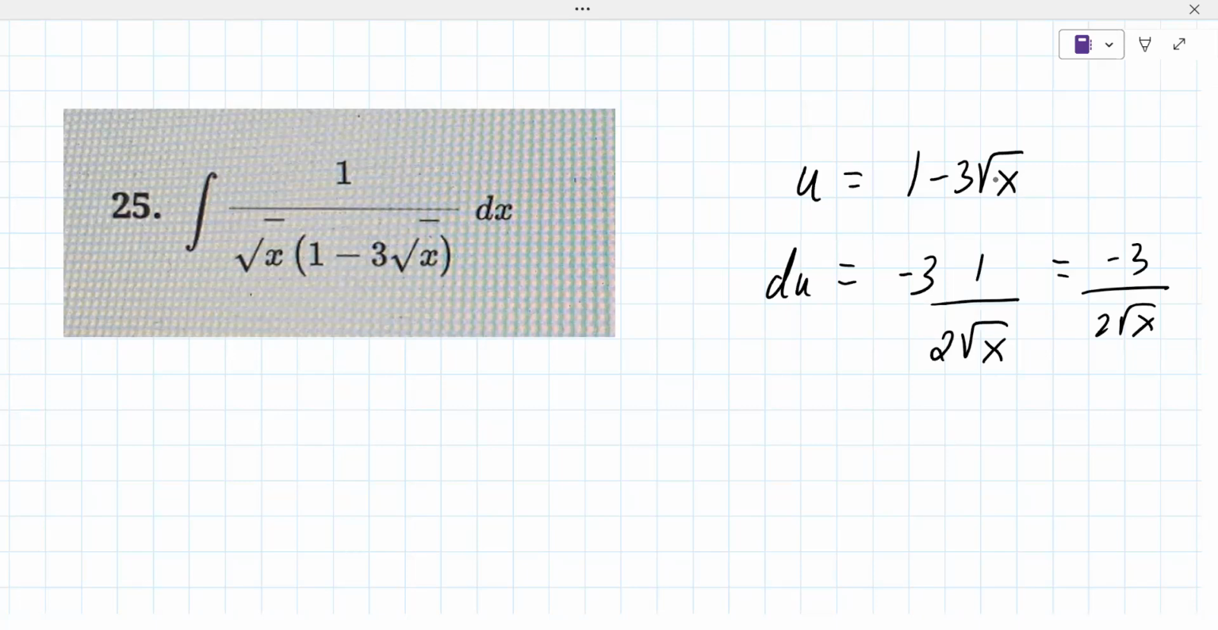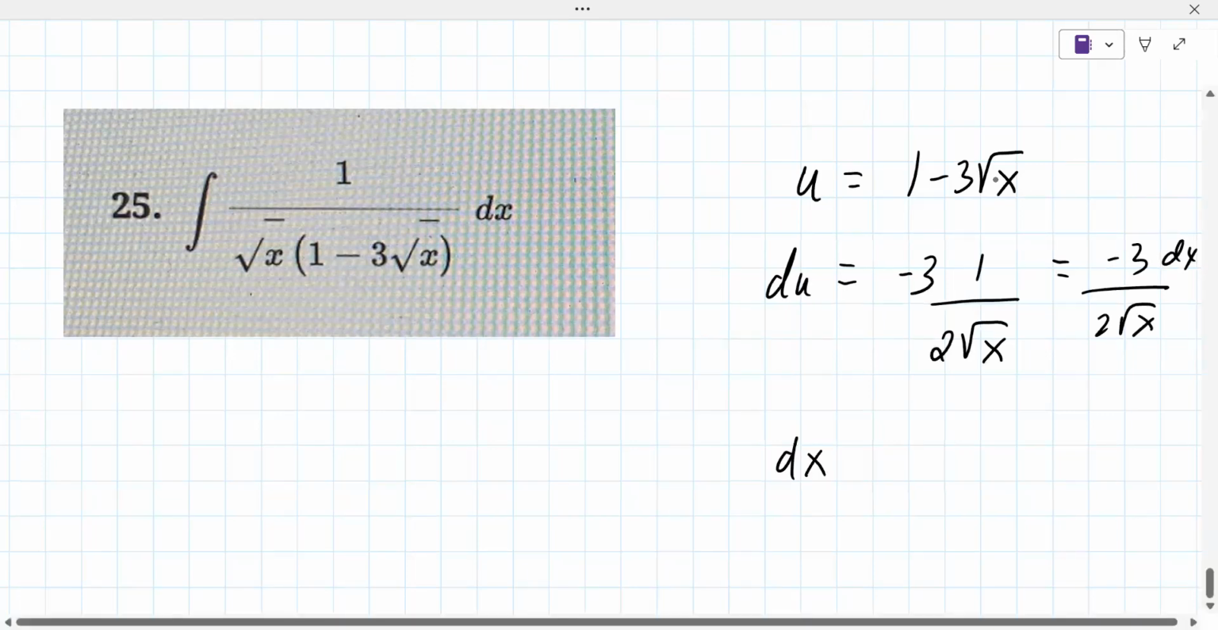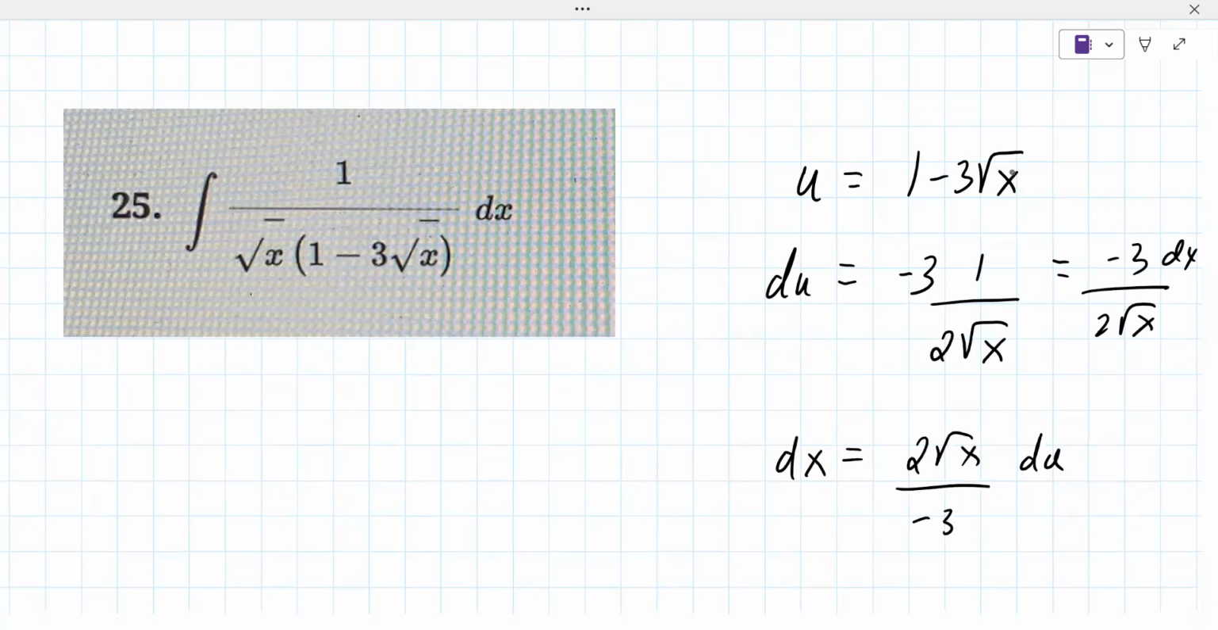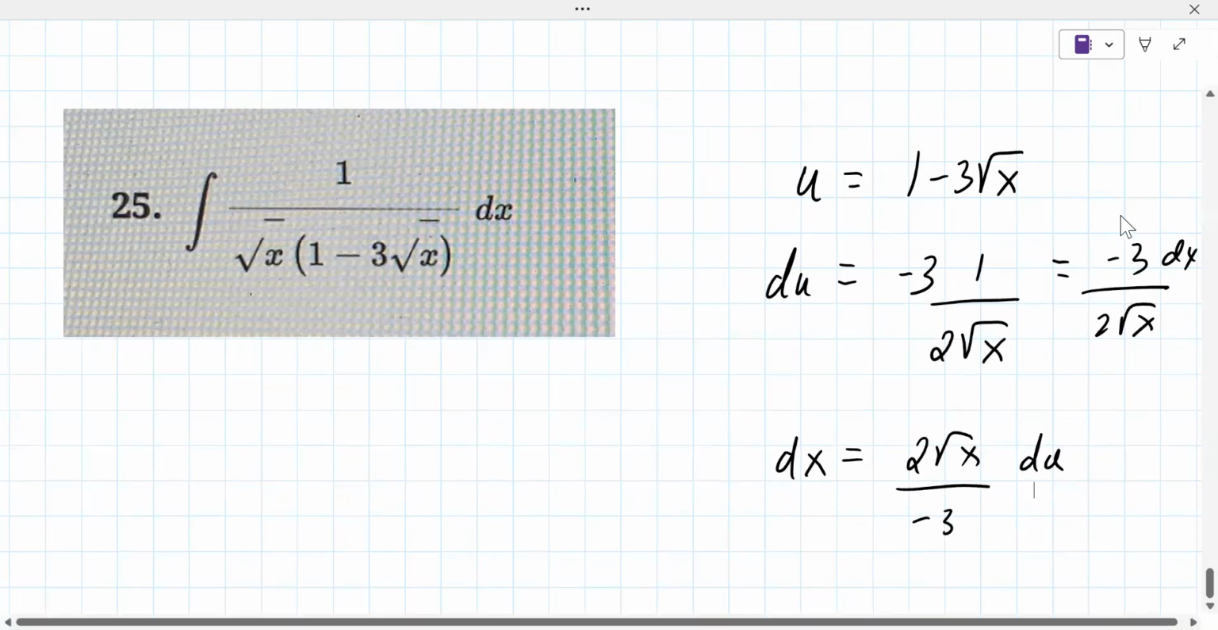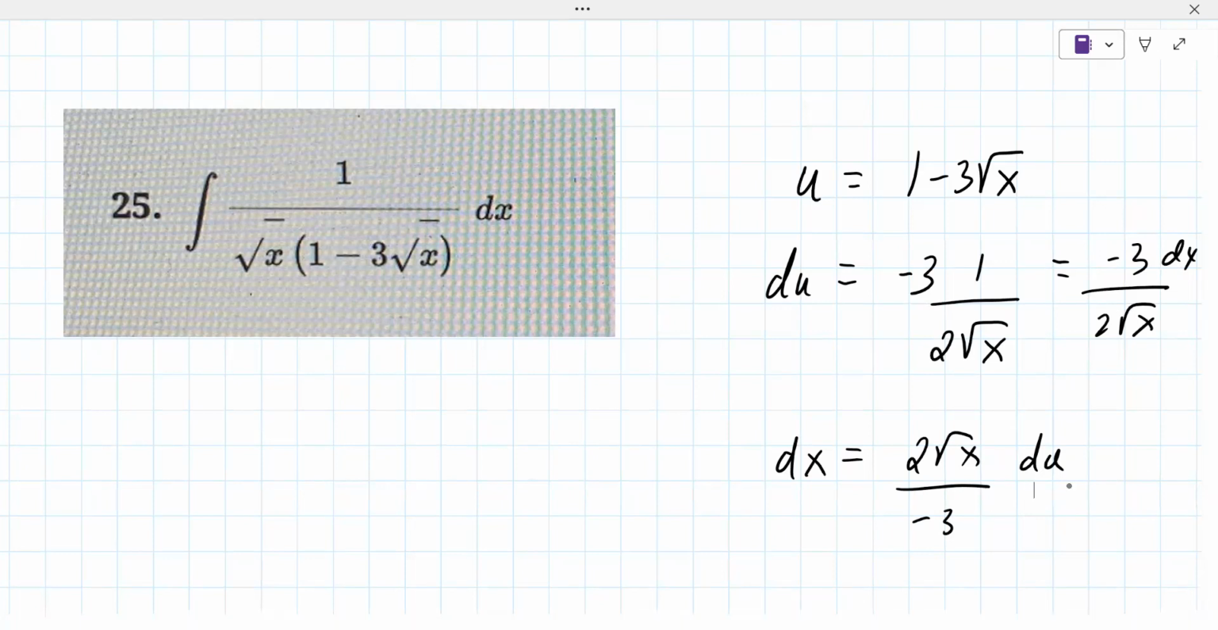So now, sorry, and there's a dx here. So now dx is 2 square root x over -3 du. You just multiply both sides by the reciprocal of this. That's why the 2 square root of x is on top and the -3 is on the bottom. Yeah, that makes sense. And then you go back here.